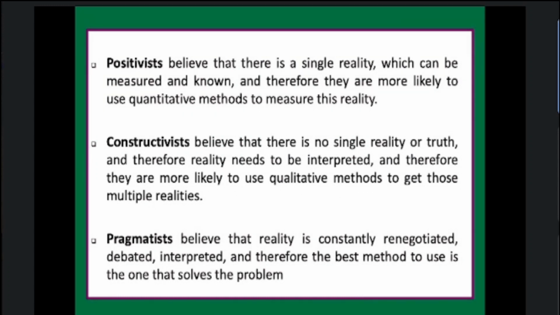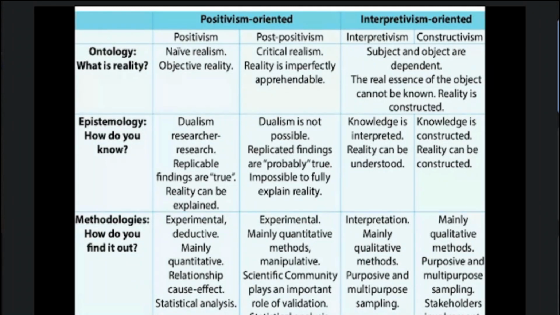This slide beautifully translates the ontology and epistemological part. If you are a positivism-oriented researcher, then you will follow either positivism or post-positivism. In positivism, we look into a single reality. In post-positivism, we look into more than a single reality. In both cases, we follow quantitative analysis, because here we just accept or reject hypotheses.